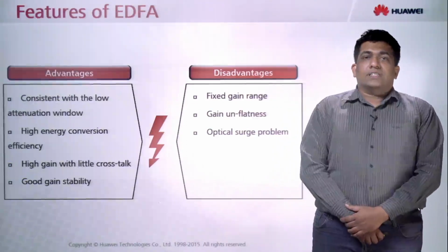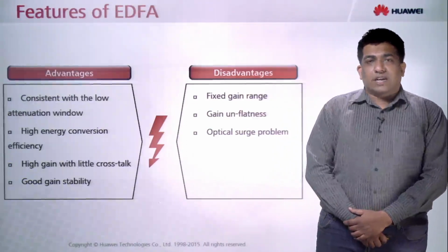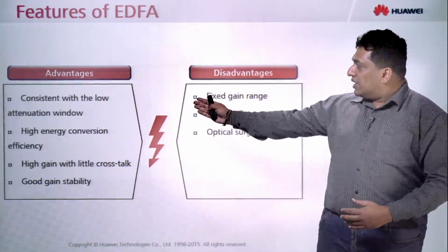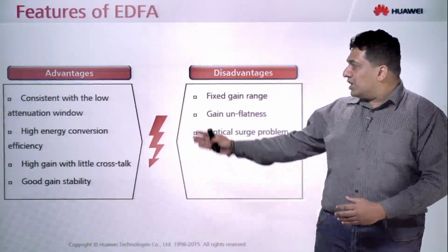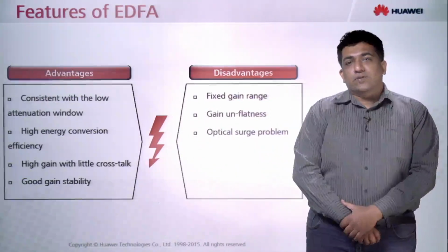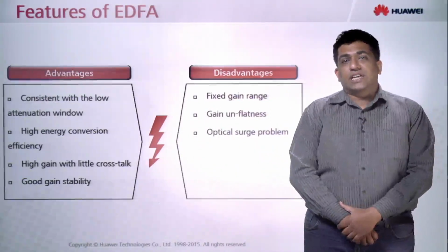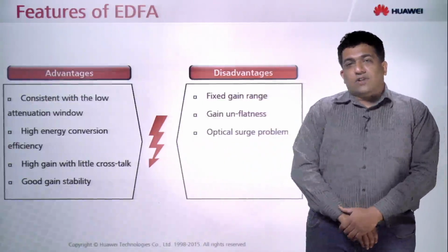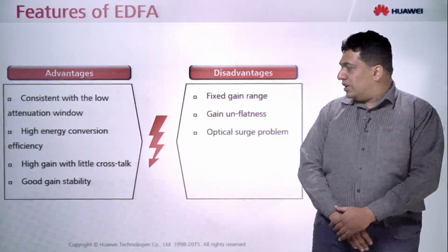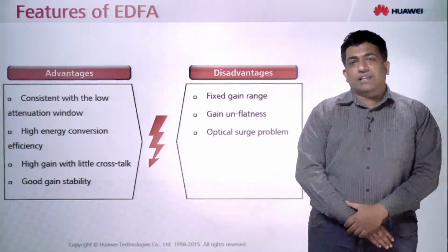We have advantages and disadvantages. The advantages are very much here. They are consistent with the low attenuation window with high energy conversion efficiency. So it gives you a very high energy conversion efficiency, and also a very high gain with little crosstalk. Besides, it also gives you very good gain stability.